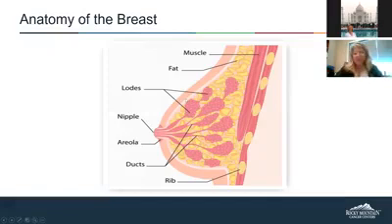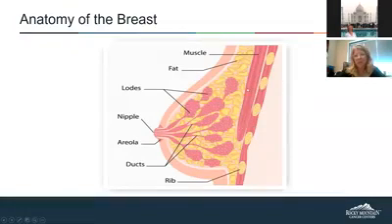So before we get into details about the report itself, I wanted to just review some of the anatomy of the breast. So this is looking at the breast from a side view here. There we go. So the yellow dots here are ribs on cross section.